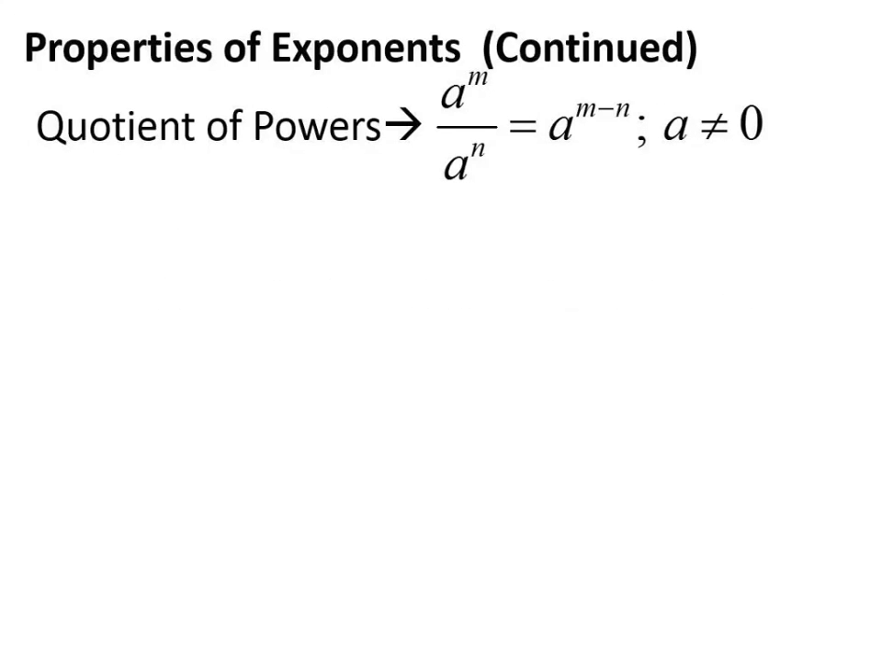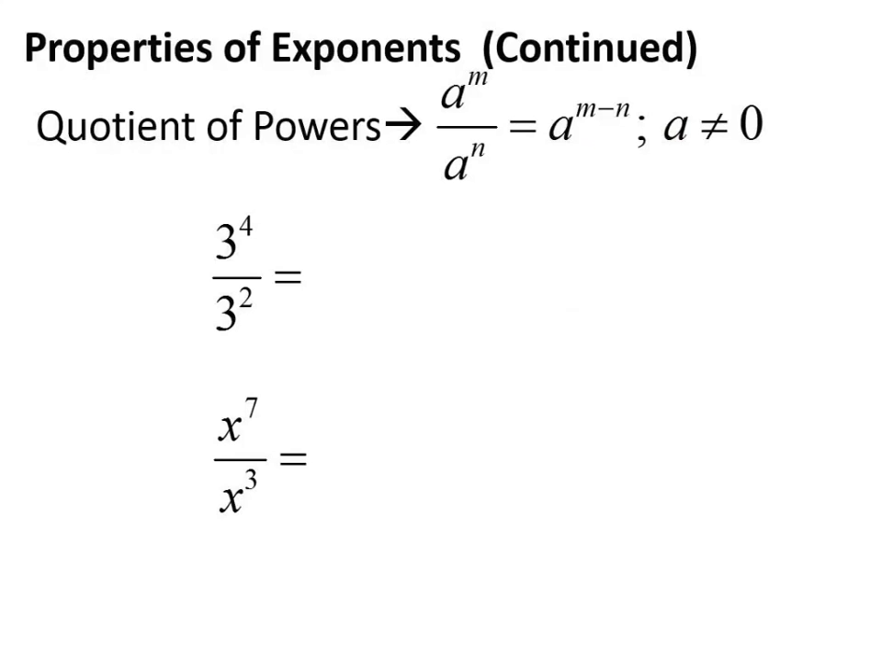So our first property, as we've gone over, we already covered 3, but our first one today is called the quotient of powers. And what that does is we have a to the m divided by a to the n. If they have the same base, then I can take this bottom one and subtract it from the top. So I get a to the m minus n. And a can never equal 0, or else this doesn't work.